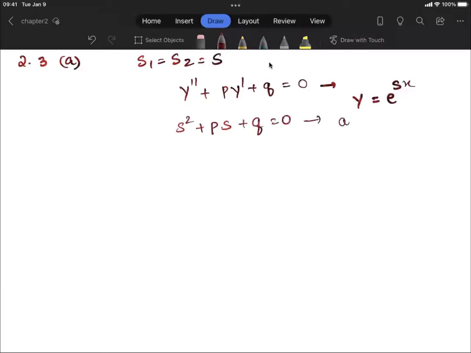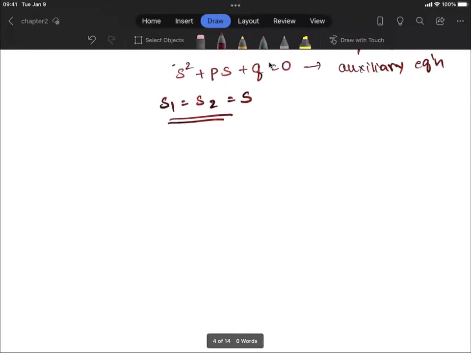So this is the auxiliary equation. Now we are told that in the case of equal roots, this can have two possible roots where s1 equals s2 equals s. So before we actually continue the question, let's take a moment to see how this happens, or what this implies. When this equation has two roots that are exactly the same, what are those roots going to be?